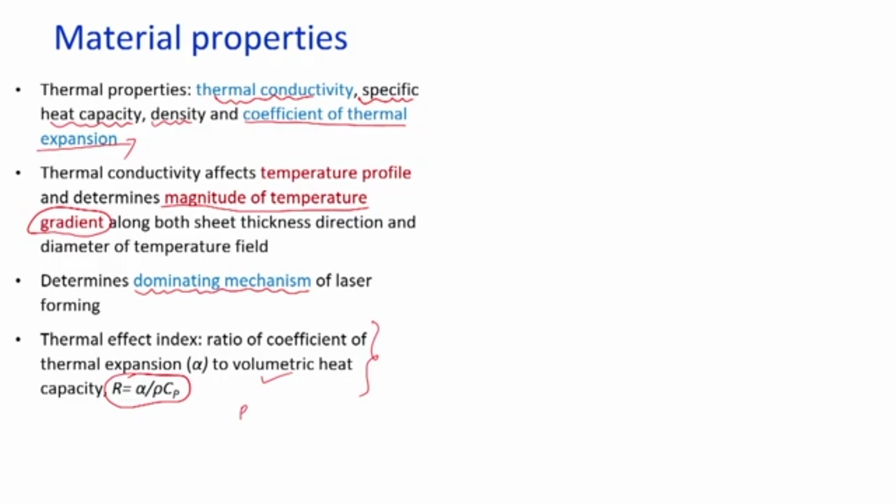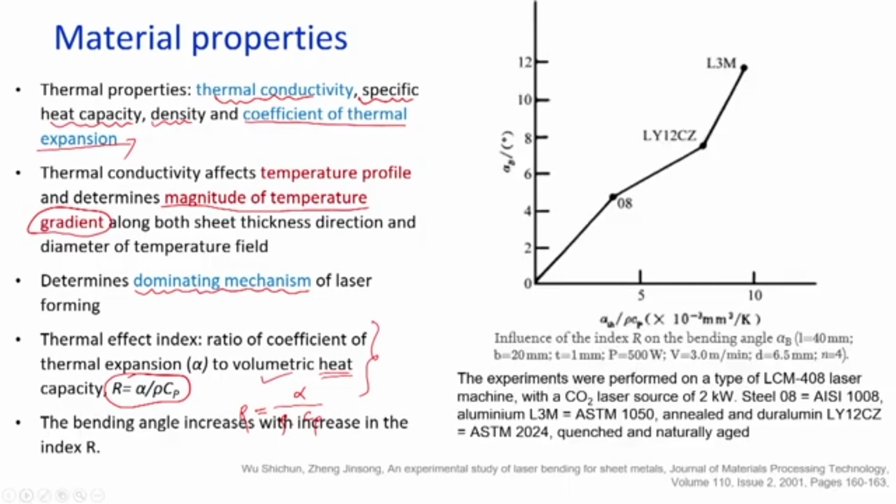So this thermal effect index R is alpha divided by the volumetric heat capacity, which is defined by the product of the density of the work material and its specific heat. Now let us have a little more discussion on this R. It has been noticed that when R, the thermal effect index, is increasing, we are getting more bend angle. This was observed by experimental investigation.